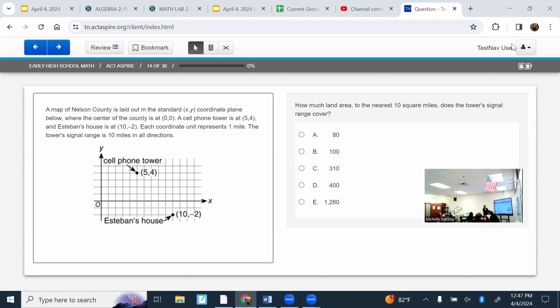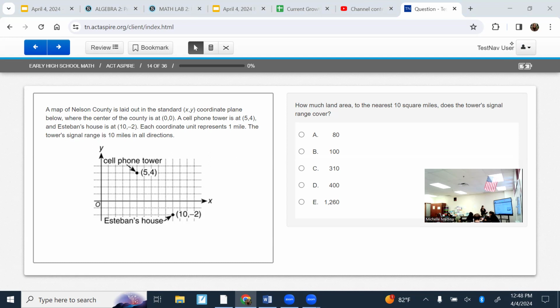So let's see. A cell phone tower is at 5, 4, and Esteban's house is at 10, -2. Each coordinate unit represents 1 mile. The tower signal range is 10 miles in all directions.